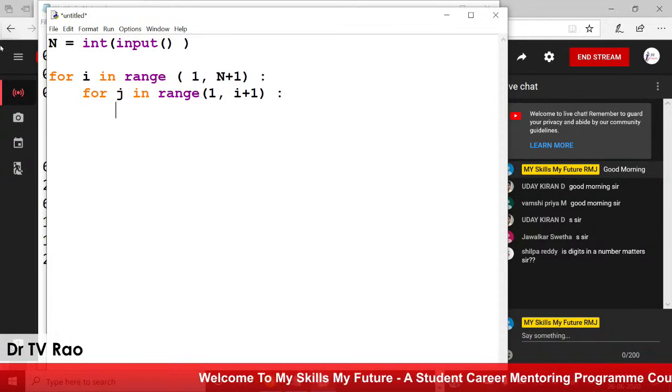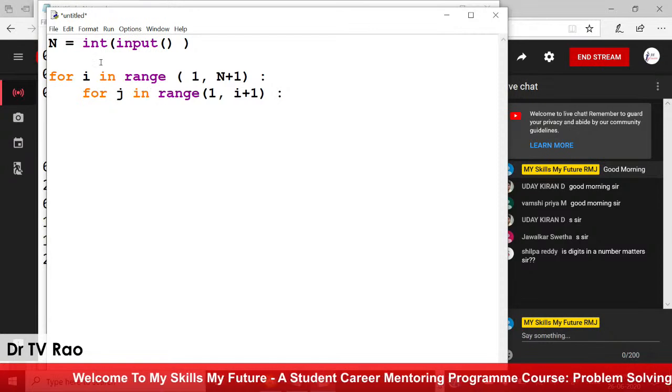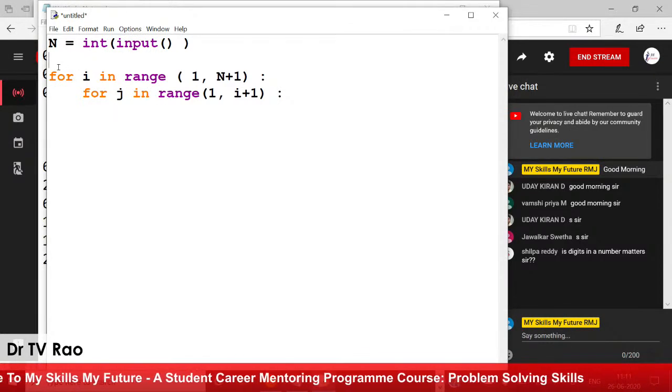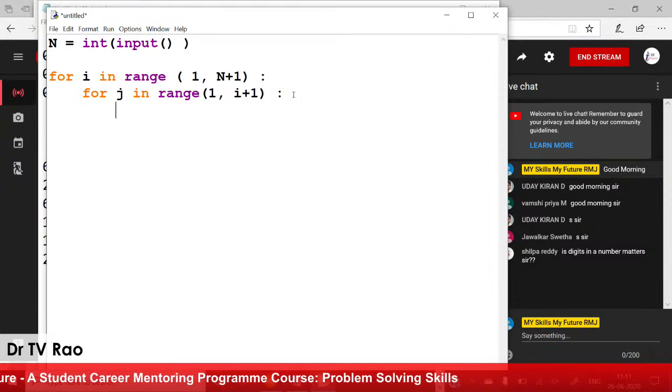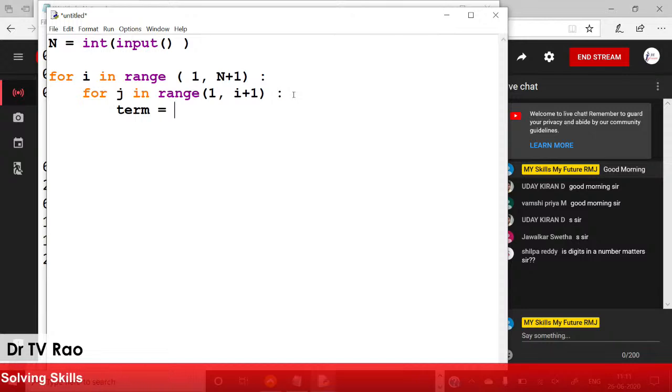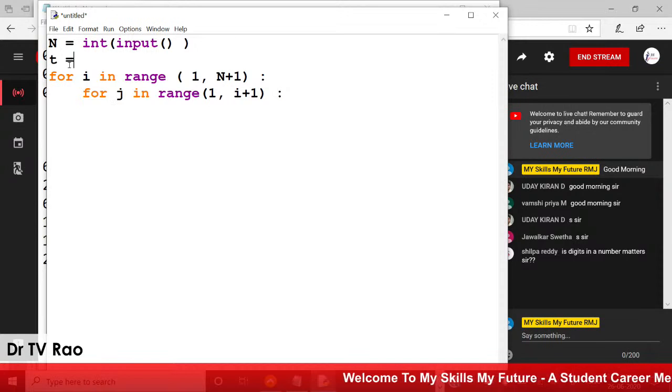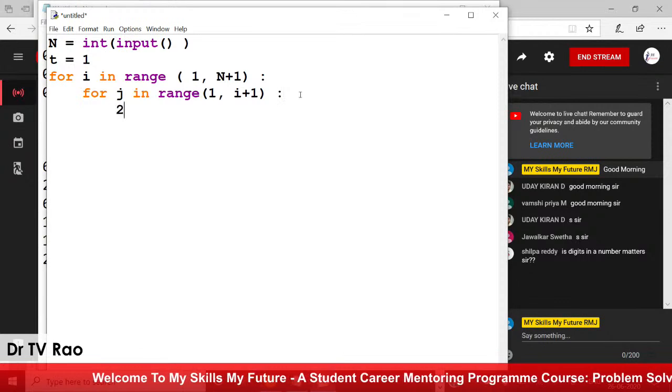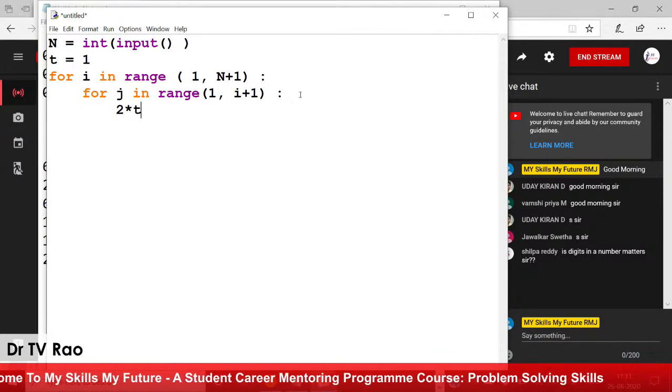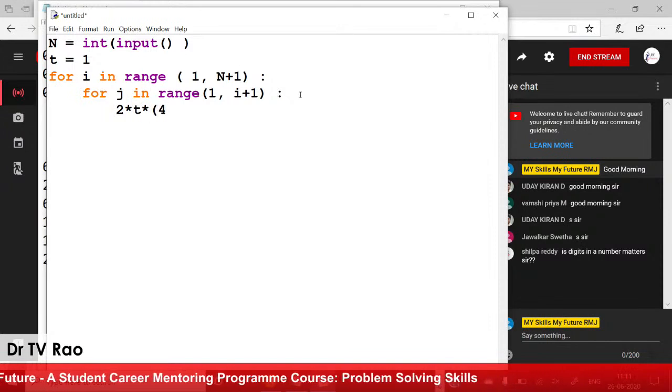So i equal to 1 and j equal to 1. You are in the first line. Let us print. Let us find out the term. So what is the term? Term number is 1, right? So you want the first term. What is the first term? 2 into the term number into 4 into term number minus 1. This is the term.